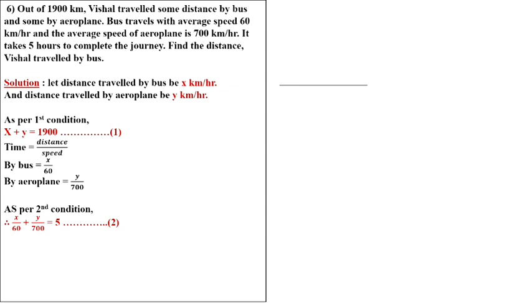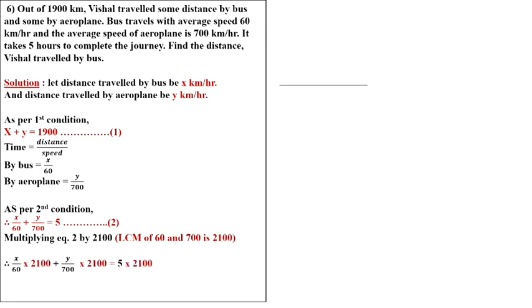So what is the LCM of 60 and 700? 2100. So multiplying equation 2 on both sides by 2100. So 60 will cut, 60 × 35 is 2100, so we get 35x. And in y upon 700 into 2100, 700 will cut, 3 times 700 is 2100, so we get 3y. So here we get 35x plus 3y equal to 5 into 2100, we get 10,500. That is our equation number 3.